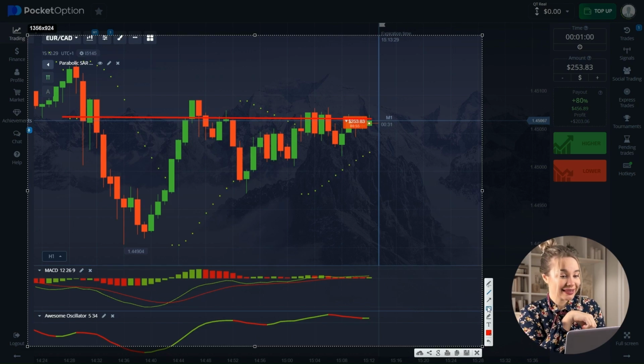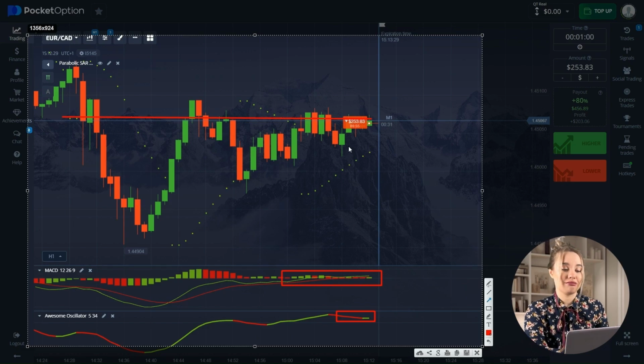Look at the MACD. We hardly see any bars in the histogram. They are not there, just like the market volatility. Almost a straight line from the Awesome Oscillator also speaks of a clear sideways trend from which the chart won't break out in the next few minutes.